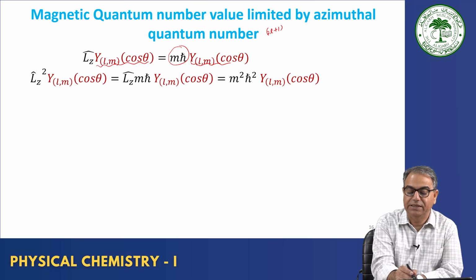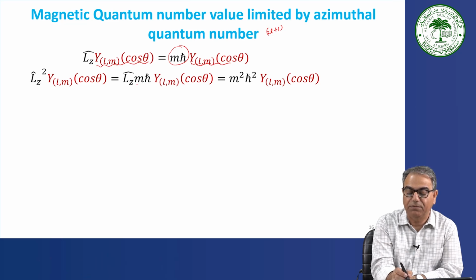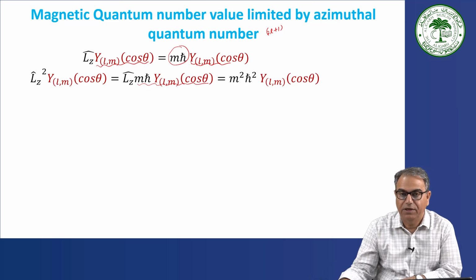so you could have written Lz Ylm(cos θ), and instead of Lz Ylm(cos θ) I have written mħ Ylm(cos θ). That I can write, because this represents the first operation by Lz, and then the second operation remains here. So if you again operate it, it will give you m²ħ² Ylm(cos θ). This is the value of the operation of Lz square.